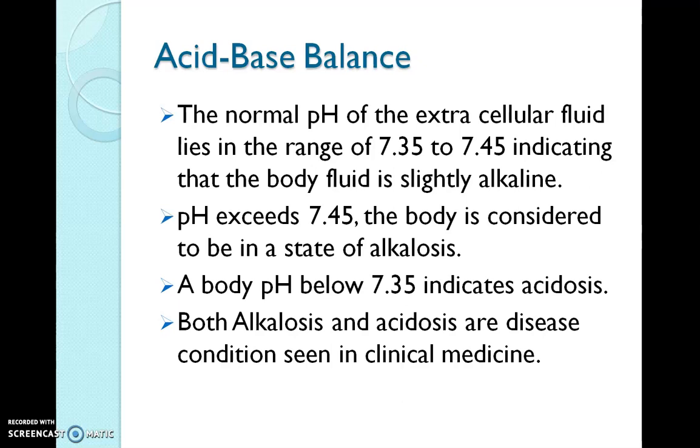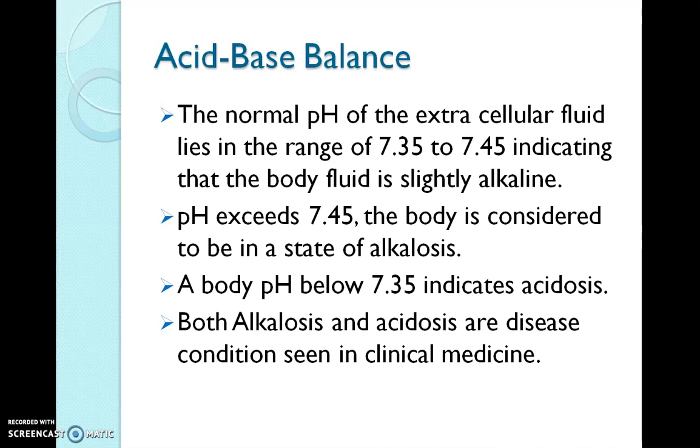A body pH below 7.35 indicates acidosis. Acidosis is a process causing increased acidity in the blood and other body tissues. A symptom of acidosis is confusion, so confusion may occur. Both alkalosis and acidosis are basically disease conditions seen in clinical medicine.